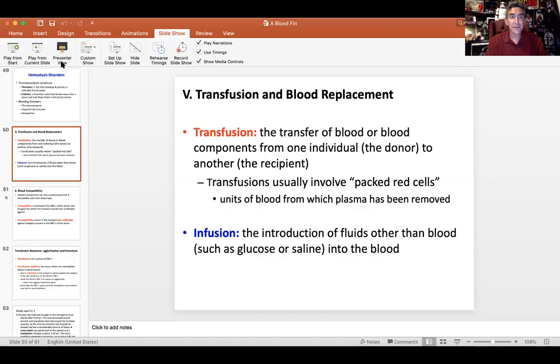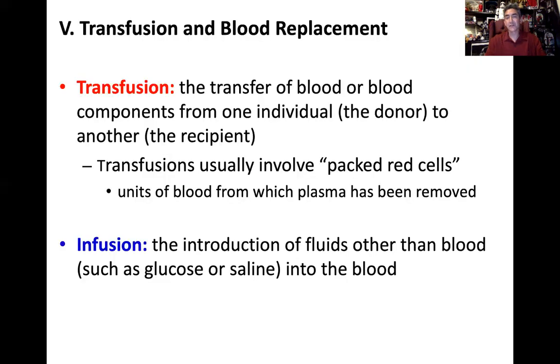A real interesting part. I like this part of the chapter. We get into the idea of transfusions and blood replacement. So I suspect you have some idea of what this is. We're just going to get into some little details and also bring in the blood typing element to it.